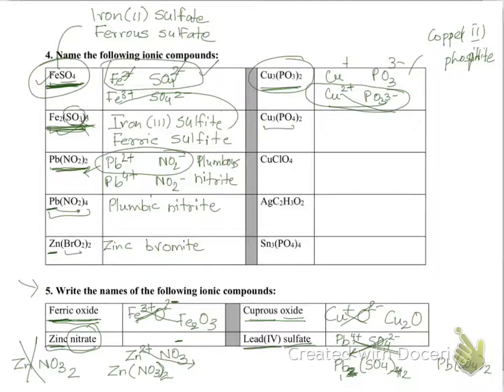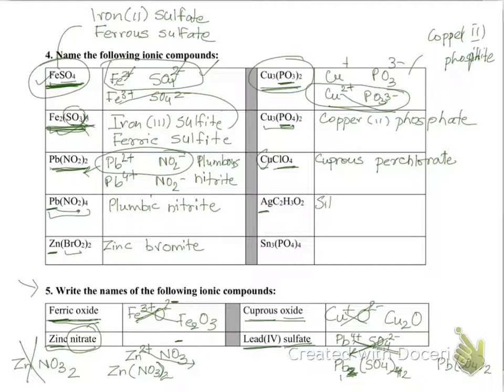Similarly, in this one the only difference is here was phosphite and here is phosphate, so it will become copper 2 phosphate or cupric phosphate. So this ClO4 is one negative, that means Cu has to be plus 1, plus 1 and negative 1 cancels out. So it will be copper 1 perchlorate or cuprous perchlorate. Again, you need to know both types of names.